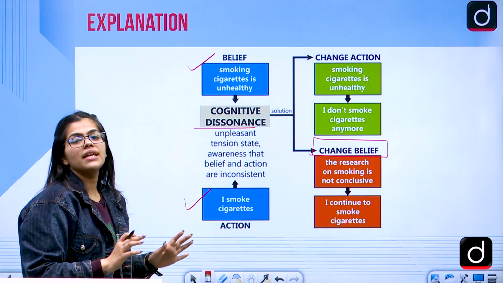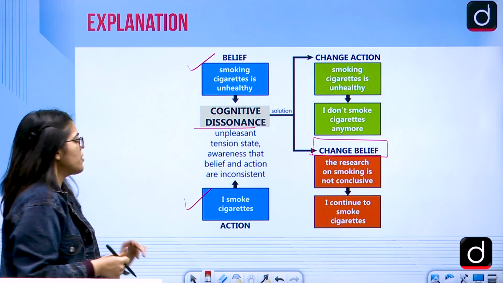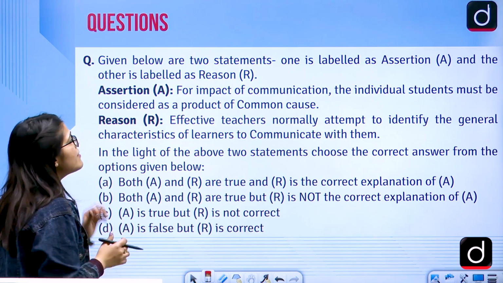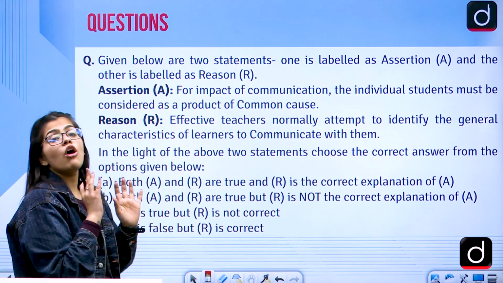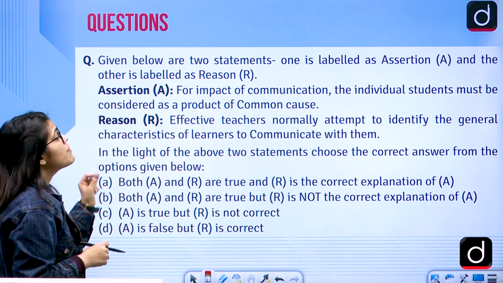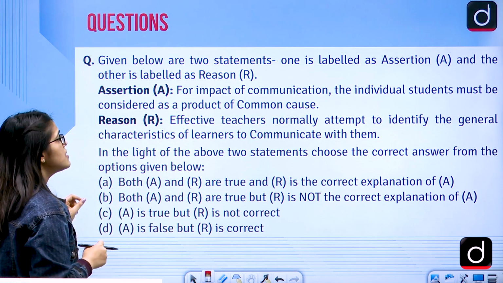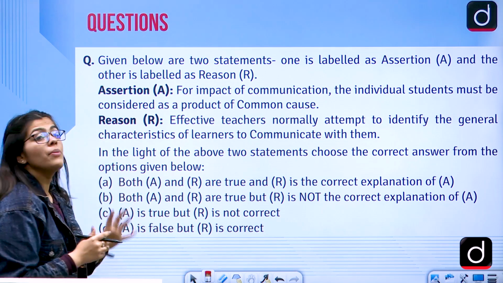So this is basically a disparity or a mental state of unrest in your mind. Then we have another question. This is a question of assertion and reason. Let us read the assertion first. For impact of communication, the individual students must be considered as a product of common cause.